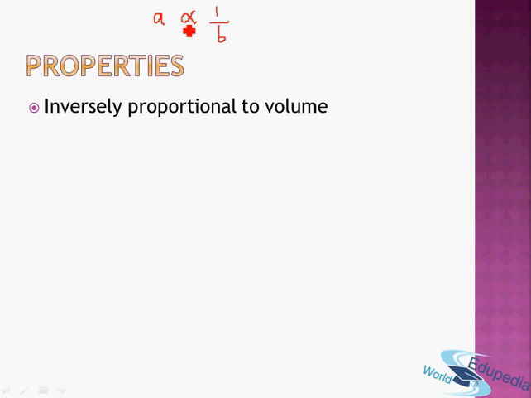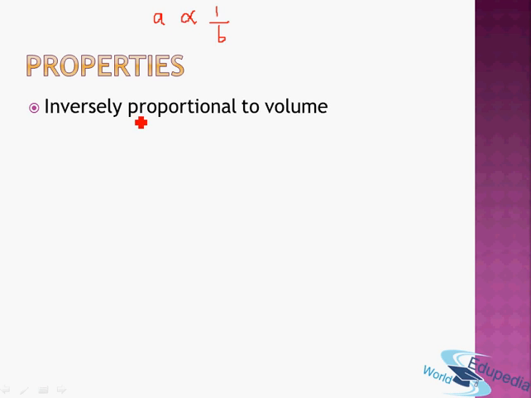So when I say A is directly proportional to 1 by B, that is another way of saying A is inversely proportional to B, which means if I increase B, A decreases, or if I decrease B, then A increases. That is, they are inversely related. If I increase one quantity, the other falls. If I decrease one quantity, the other increases. So this is how you write it.